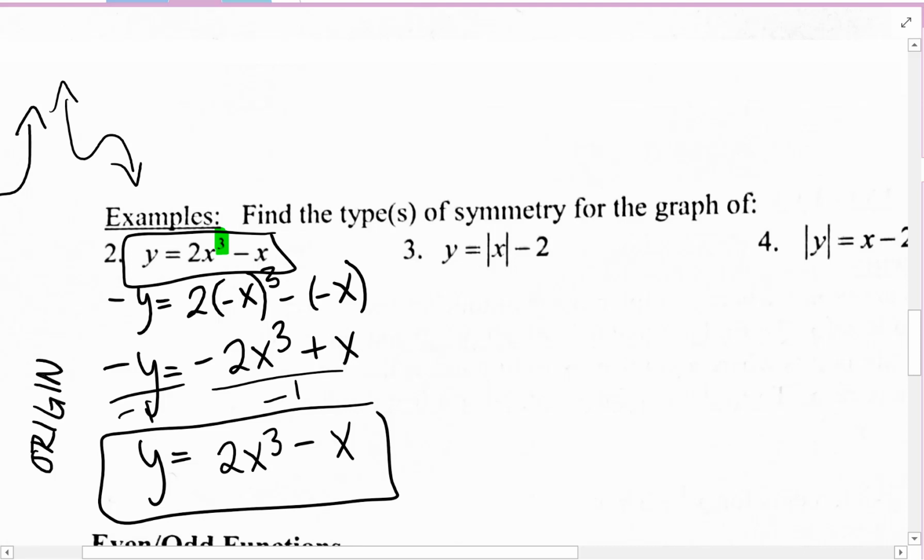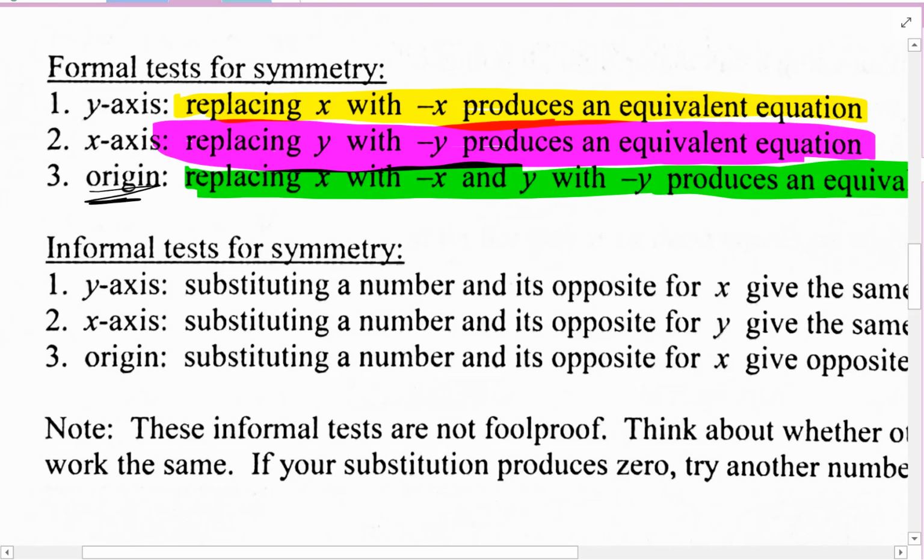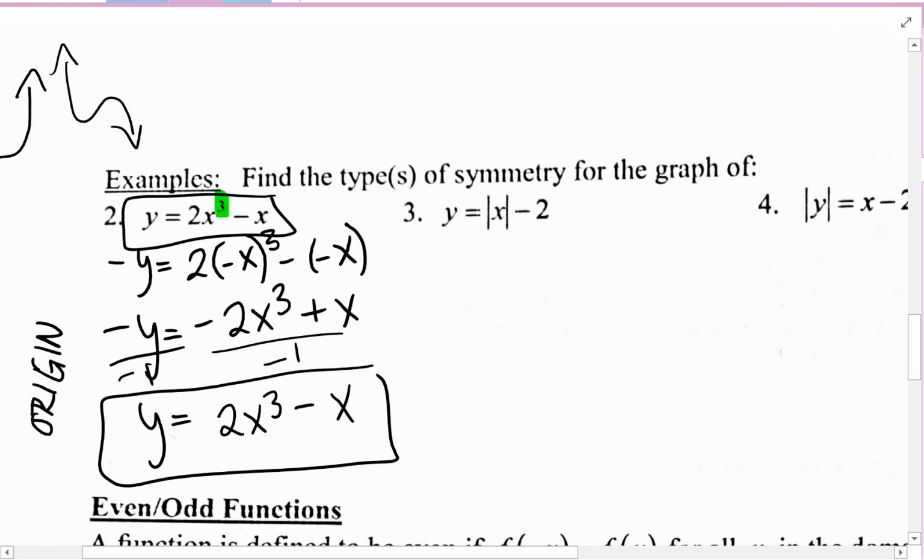Because I know the parent graph, I don't need to test for other types of symmetry because I know that a cubic can only have one type of symmetry from the types that I'm testing for, and that would be origin.